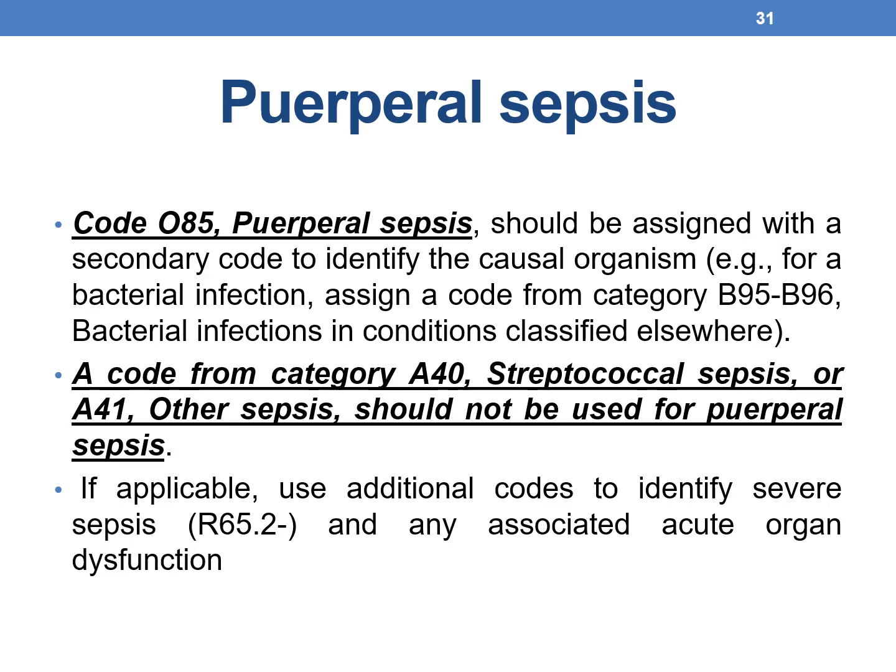Now coming to puerperal sepsis. For puerperal sepsis, the code is different, that is O85. It should be assigned with a secondary code to identify the causal organism, that is the causative organism, which comes under category B95 to B96. And a code from category A40, streptococcal sepsis, or A41, other sepsis, should not be used for puerperal sepsis. This is an important point. If applicable, use additional codes to identify severe sepsis, that is R65.2, and any associated organ dysfunction.